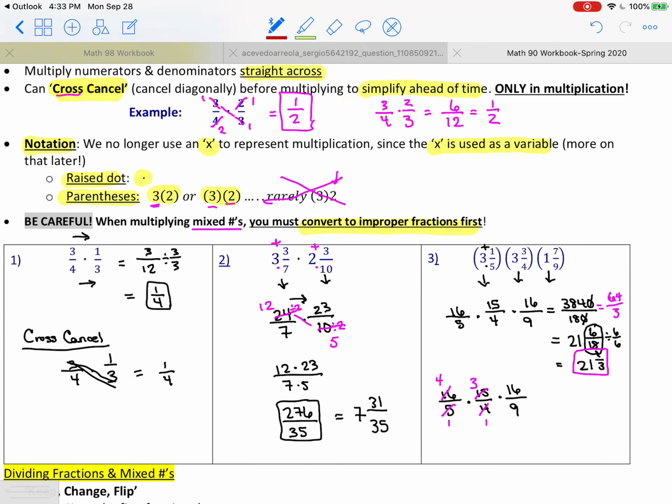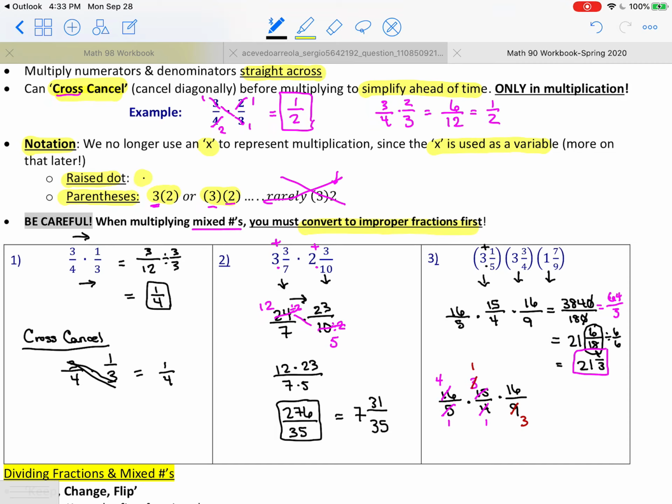Let's use maybe red here. This 3 is brand new. I haven't used it yet, and you can see I can use that with the 9. 3 goes into itself once, and it goes into 9 3 times. So I can use it because it hasn't been used before. All right, so let's see what we have.